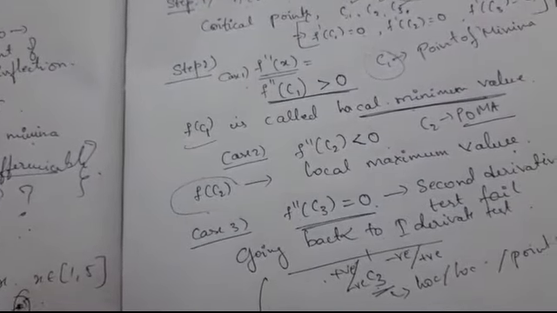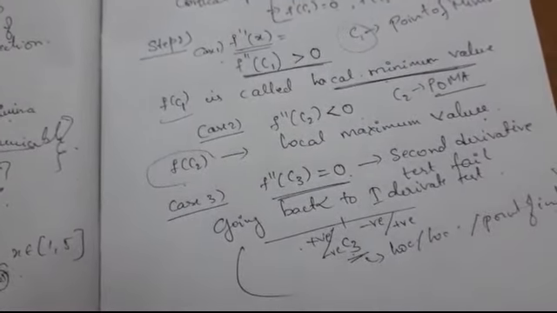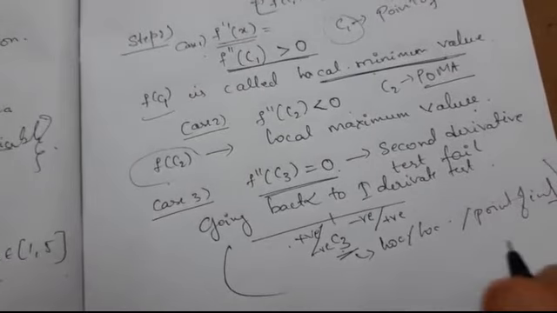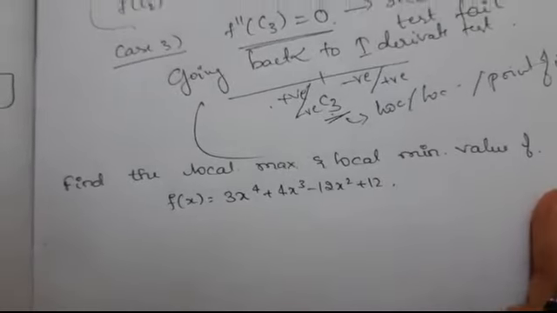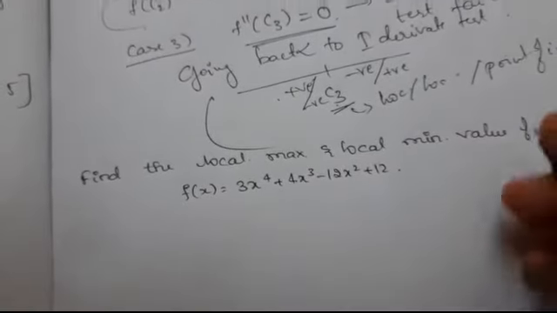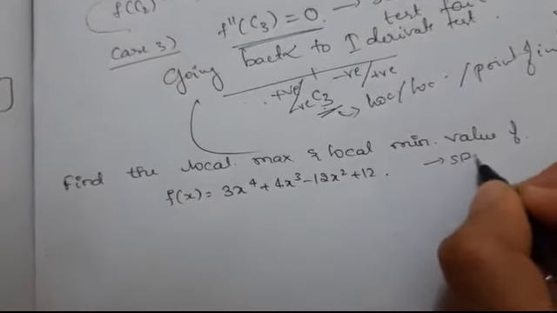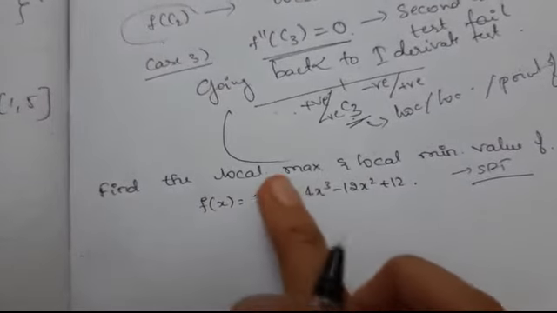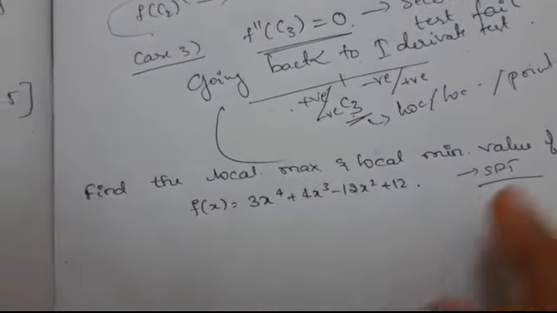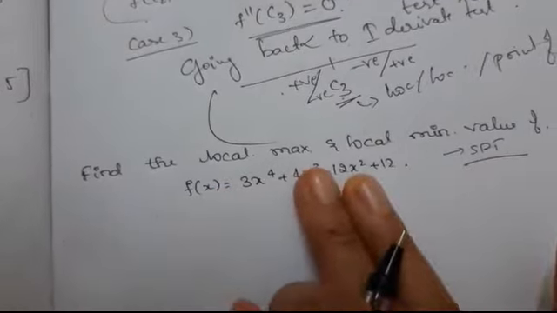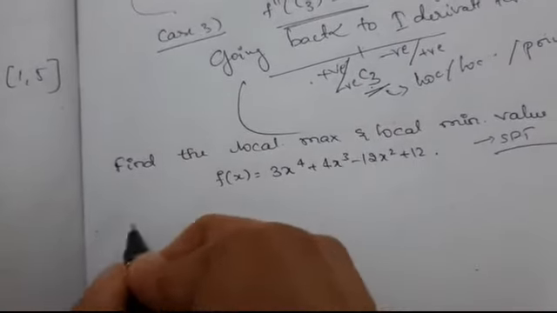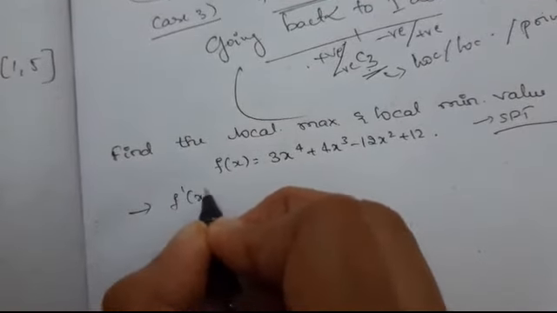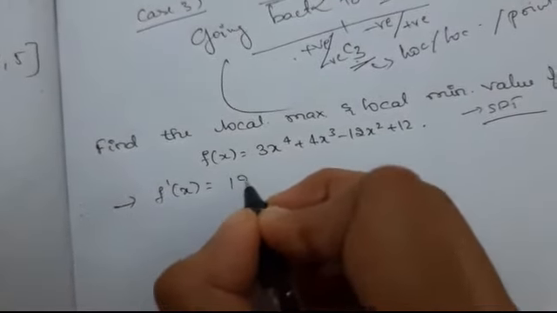You are going to understand this clearly when we solve a question based upon the second derivative test. The question is we need to find the local maximum value and local minimum value of a given function. So first thing is what? We need to differentiate this.